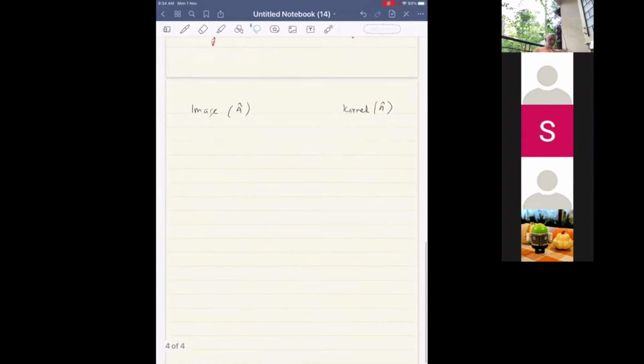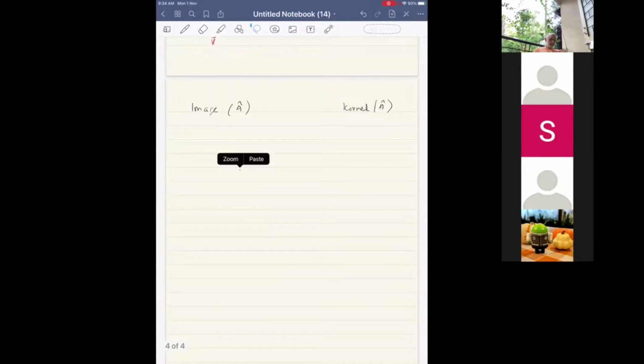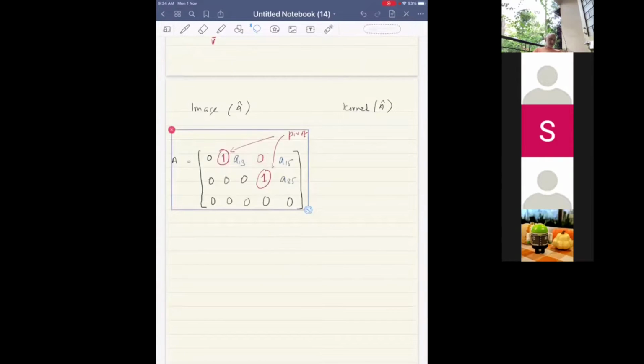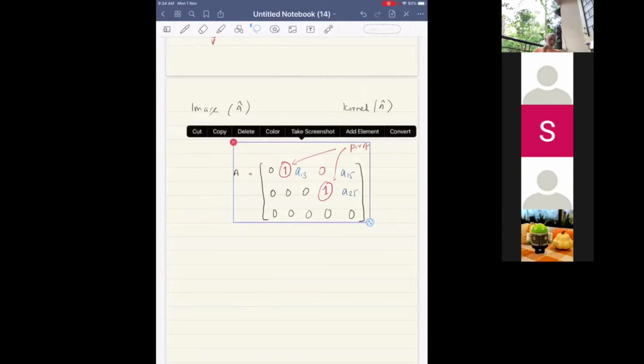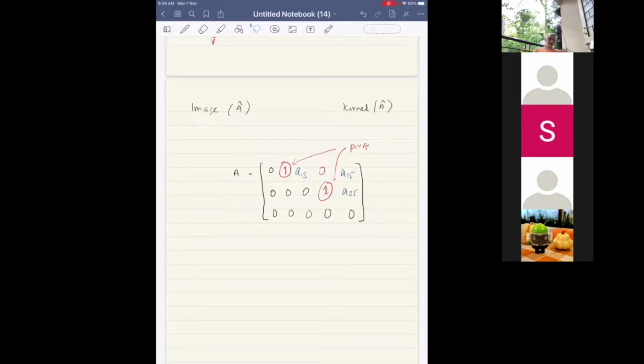And as somebody pointed out, I should, if I press this enough, very good. Yeah, thank you. There it is. There is the matrix A.